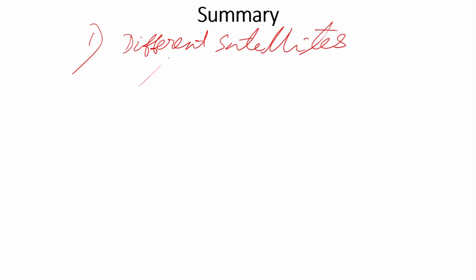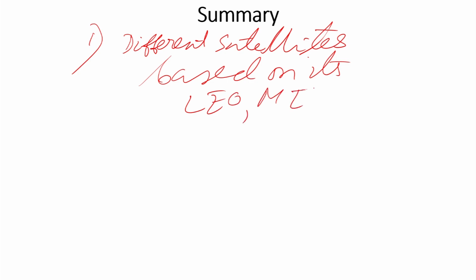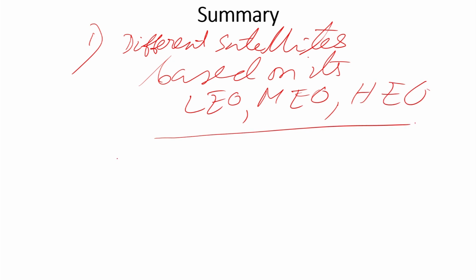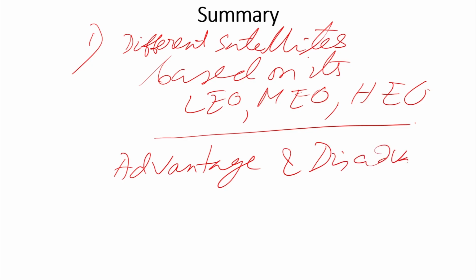Now, a quick summary. In this session, we just discussed different satellites based on their orbit, whether it is a low earth orbit, a medium earth orbit, or a high earth orbit. Okay. And then we discussed the advantages and disadvantages of each type of satellite.